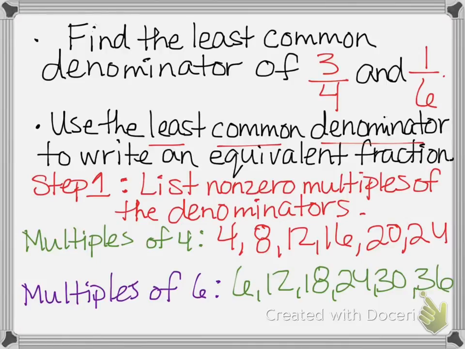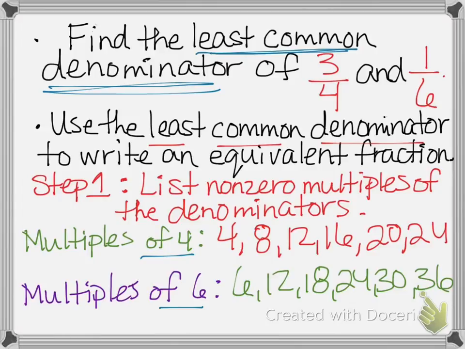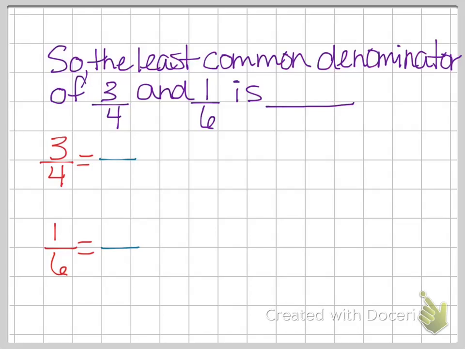Now between the multiples of 4 and 6, which one is the least common denominator? What two numbers do we see that are the same? Right here, I see the 12. That's the least common. There are two that are the same, the 12 and the 24. However, we need to find the least common denominator. Now let's move on to the next slide. So the least common denominator of 3/4 and 1/6 is 12.